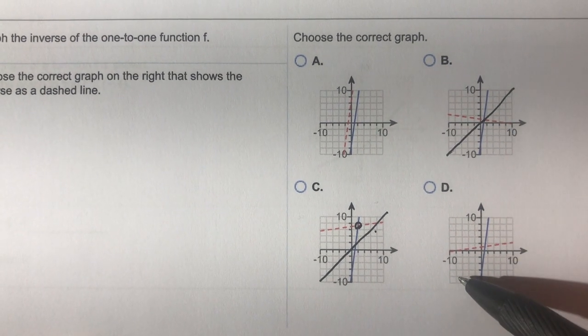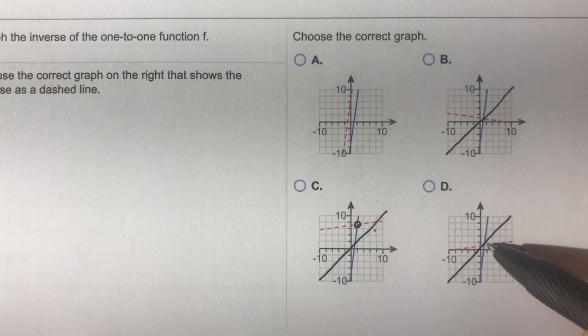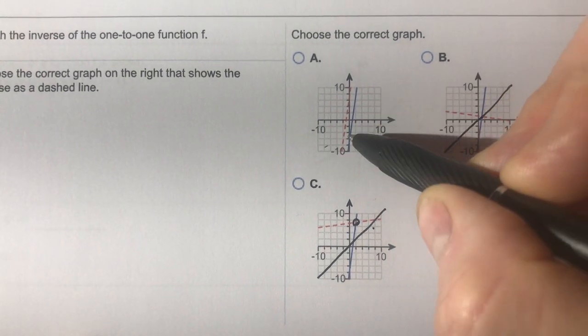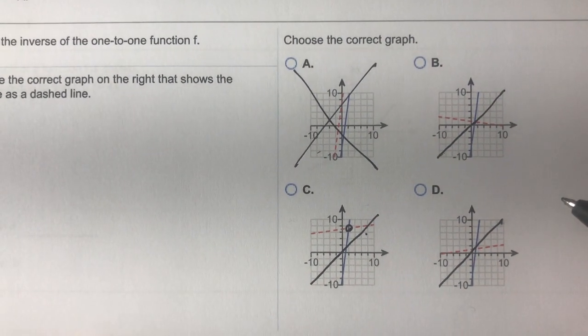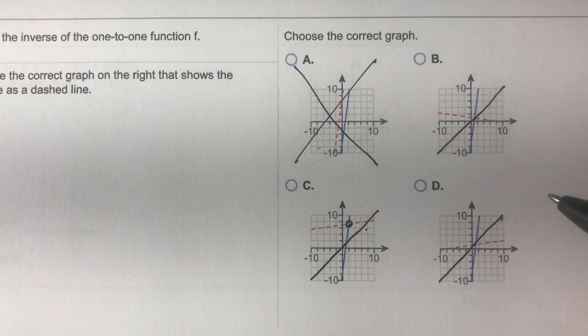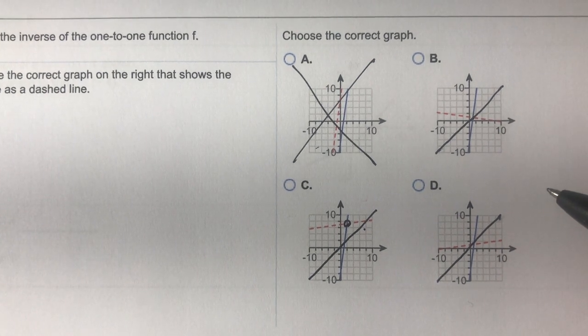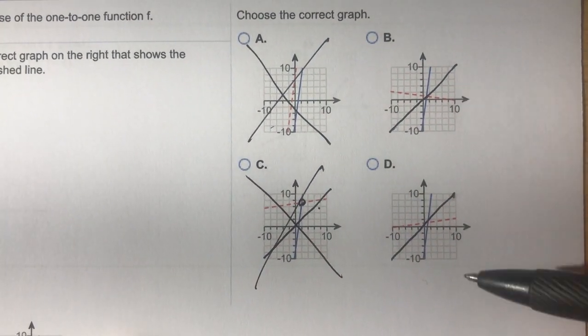This one looks like it could be right. This one looks like it could be right. These two don't intersect, which means that's wrong. All right, so those two are out. It's got to be one of these two.